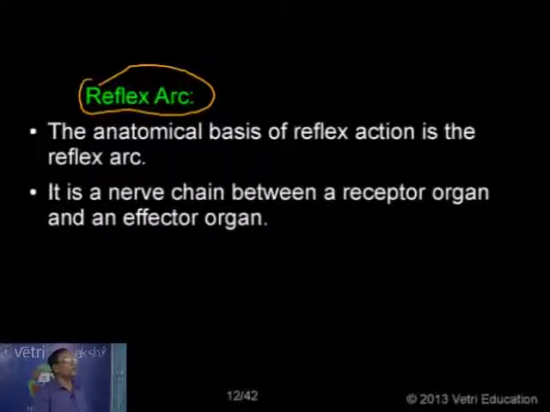Now, what are the components? There are 5 basic components responsible for carrying out the reflex action. So the reflex arc is formed of 5 components. Now, what are the components?